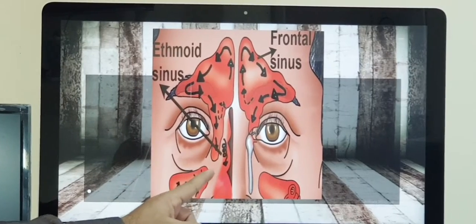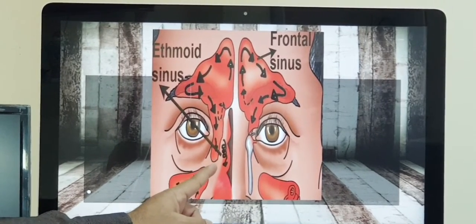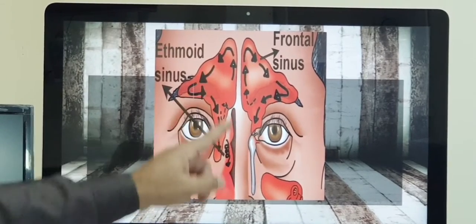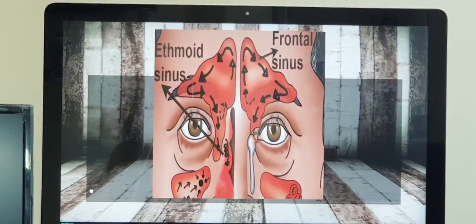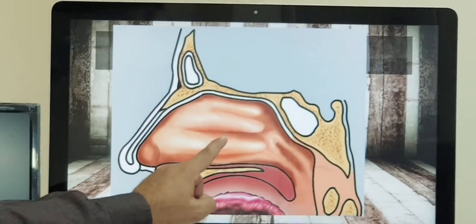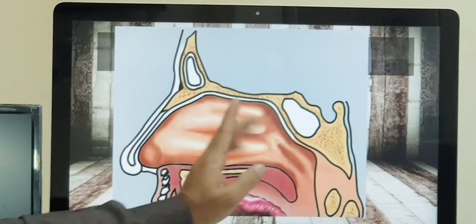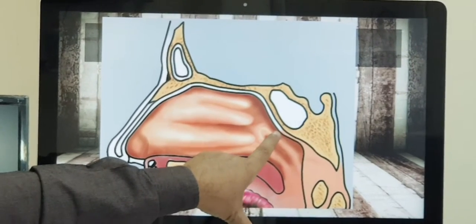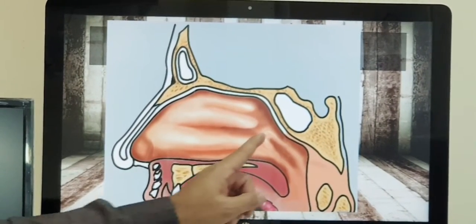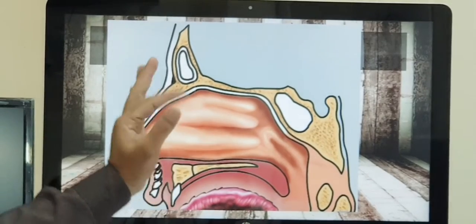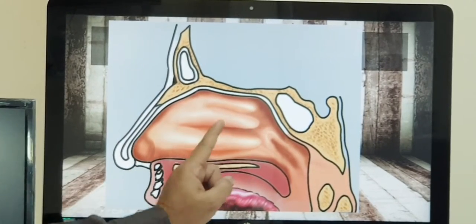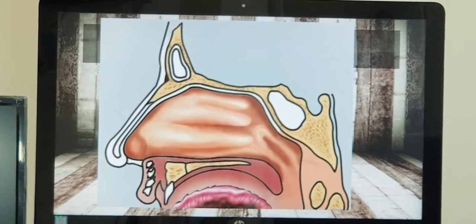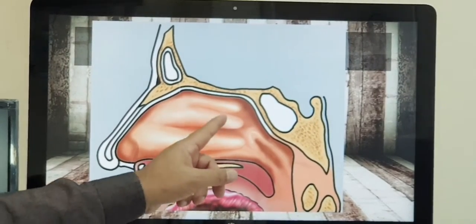Now, for the ethmoid sinus, the movement is spiral, and with the spiral movement it goes down into the nasal cavity. So in the maxillary sinus, frontal sinus, and part of the ethmoidal sinus, all the secretion comes to this part. But in the sphenoid sinus and the posterior part of the ethmoid, the secretion comes to this part. That is the normal production and movement of the mucus.